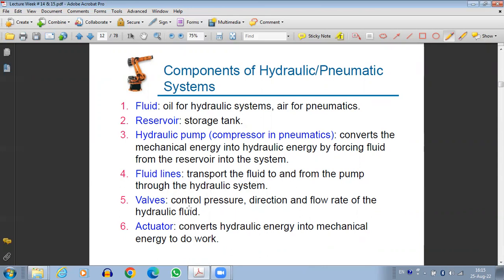Valves, we can have control pressure. Valves are there to control the pressure, direction, and flow rate of the hydraulic fluid. Then we can have the actuator for converting hydraulic energy into mechanical energy to do the work. This is the basic transmission part in these hydraulic and pneumatic systems.